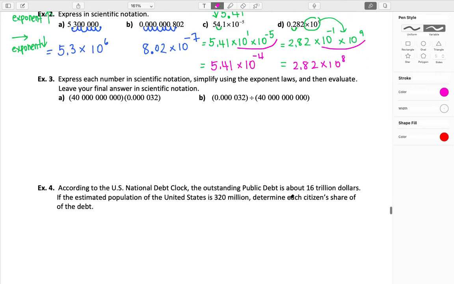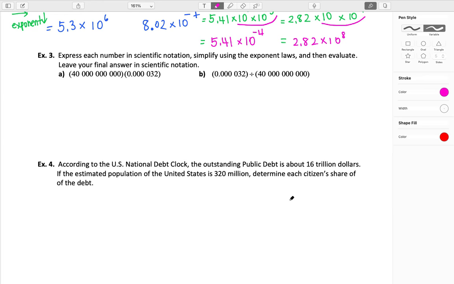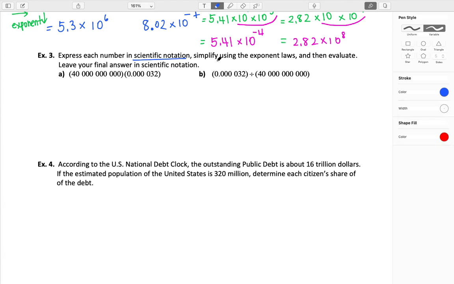Okay. So let's try a question that involves, let's say, division. Number 3a. We have: express each number in scientific notation, and then simplify using the exponent law, and then evaluate. Okay. Now, for the first one, we are multiplying. The numbers are very big. You could put it in a calculator, but first, what I want you to do to simplify is put it in scientific notation for the first term.